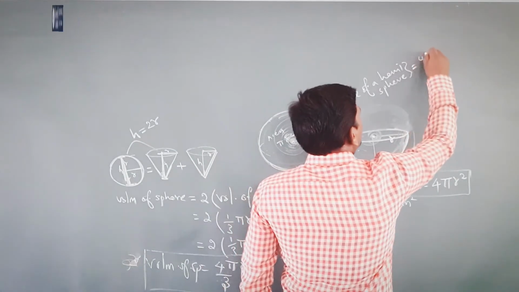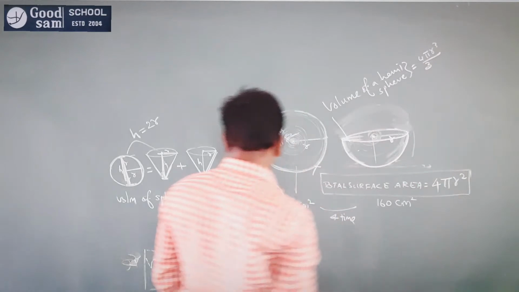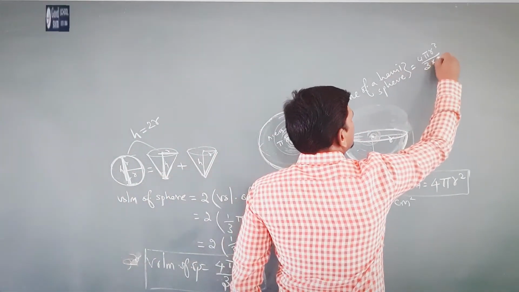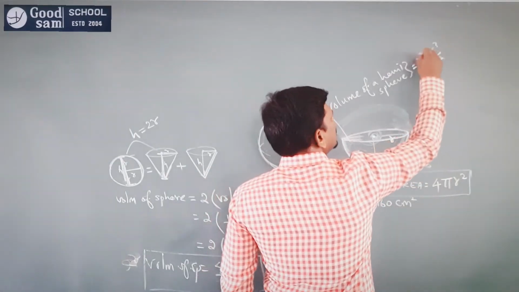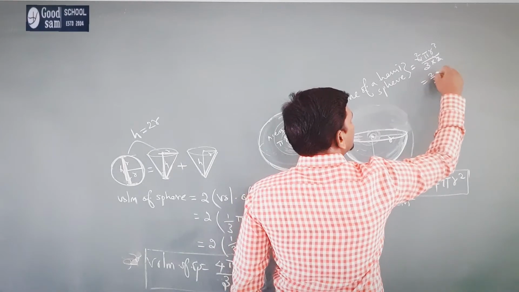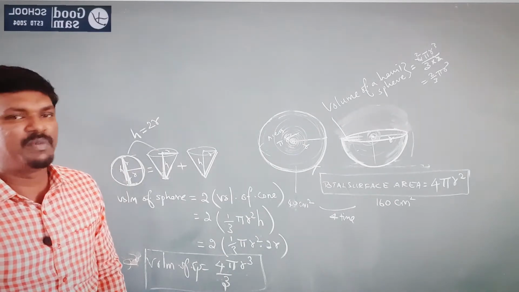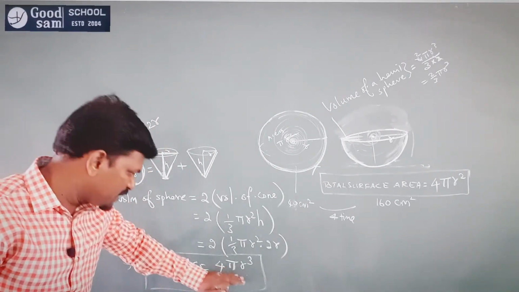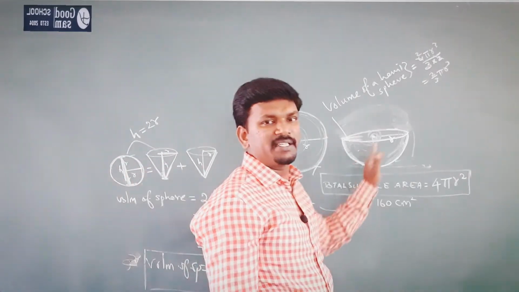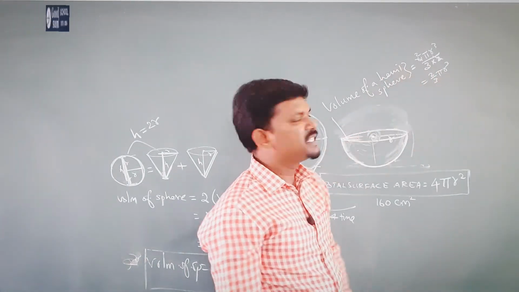So 4 by 3 pi r cube is the volume of the sphere. The hemisphere is half, so divide by 2. The 2s cancel, 2 twos are 4. So 2 by 3 pi r cube. This is the formula to find the volume of a hemisphere. Sphere formula, if we divide by 2, we get the hemisphere. Half of the sphere is the hemisphere. So the volume of a hemisphere is 2 by 3 pi r cube.